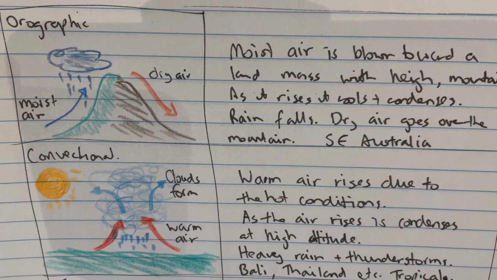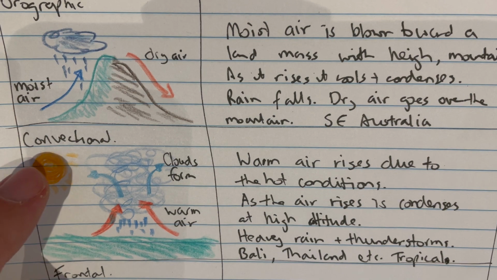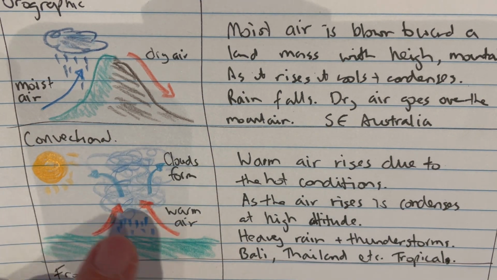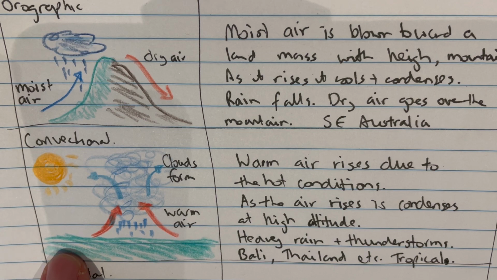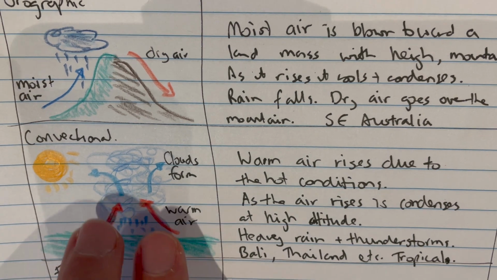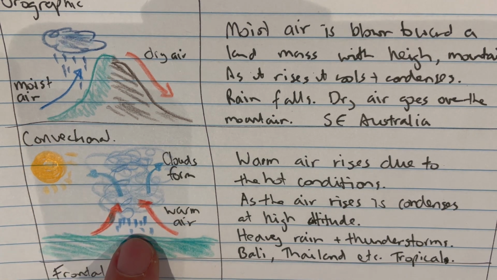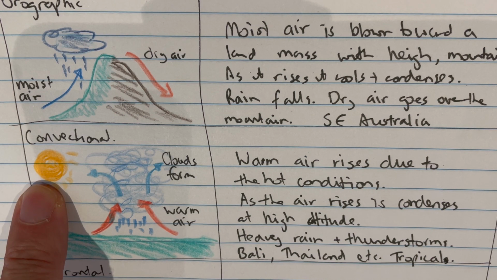And next type of rainfall is convectional. Now, there's no order to these. You can do them any order you like. Again, label the name of it. Here, we've got a type of rainfall that's powered by heat. So again, we've marked in our land at the bottom. Our arrows indicate warm air and cooler air, so therefore the colours with our clouds and our rainfall in the middle. So warm air rises due to hot conditions, and I've put a sun in here to indicate the heat.